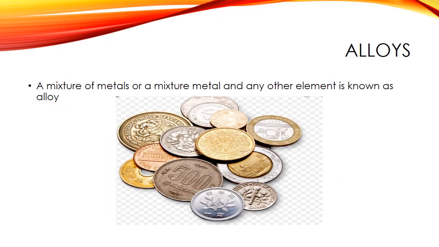Dear students, since the Bronze Age, about 4,000 years ago, people have been extracting metals from the earth. They have melted these metals to make tools and weapons. They have used them either pure, as in iron, or mixed them to make alloys. A mixture of metals or a mixture of metal and any other element is known as alloy.